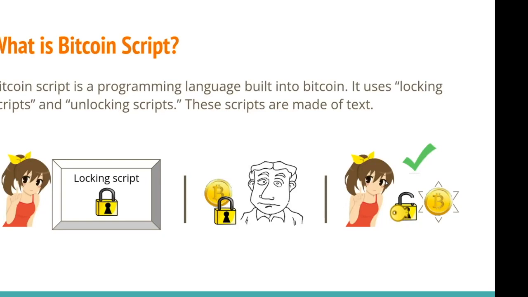Alice acts first. She creates a locking script. She presents it to you, and then you can send money. Well, you're not actually sending money. You're just locking it up so that only she has the key.